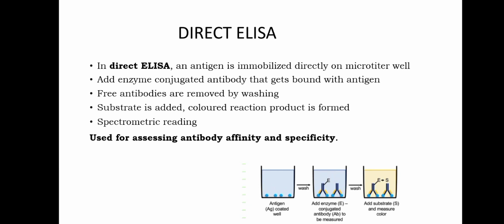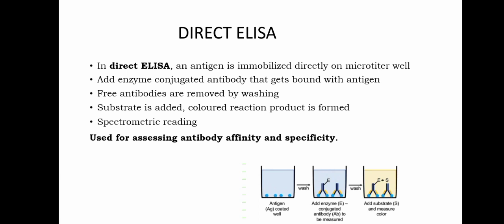There are basically 4 types of ELISA: direct ELISA, indirect ELISA, sandwich ELISA, and competitive ELISA. First one is direct ELISA. Direct ELISA is one of the simplest ELISA techniques. There is a microtiter well which is coated with an antigen, and only one antibody is used which is conjugated with an enzyme.